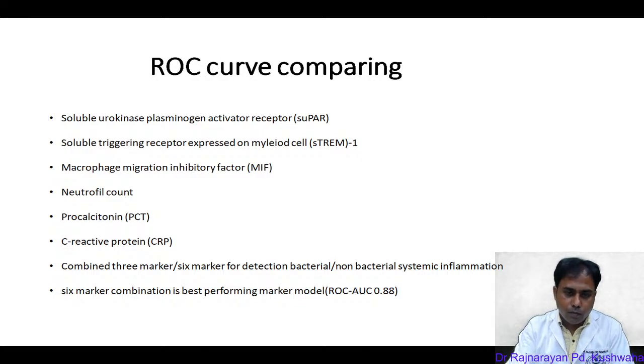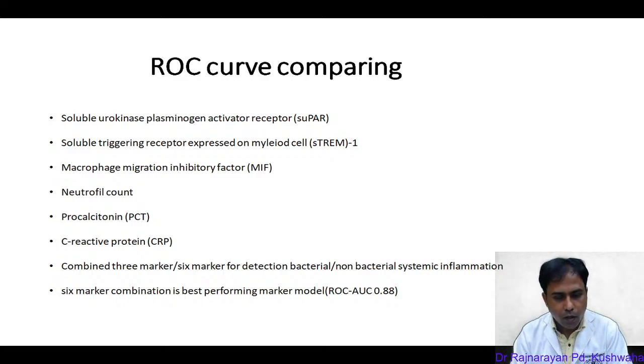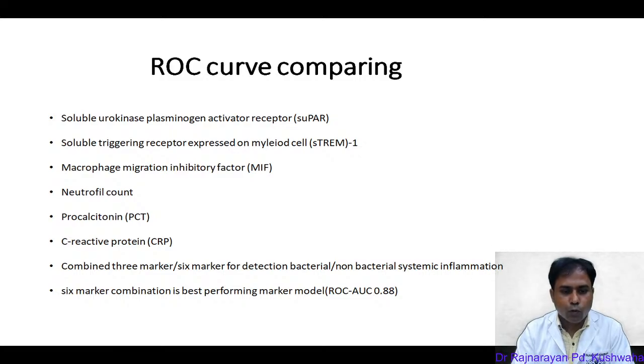With this ROC curve we compare suPAR, sTREM1, MIF, which is macrophage migration inhibitory factor, neutrophil count, procalcitonin, and C-reactive protein. The 6 marker combination is the best performing marker model, and by this ROC curve the area under the curve is 0.88, and for the 6 marker it is near 1, and this is the best performing marker model.